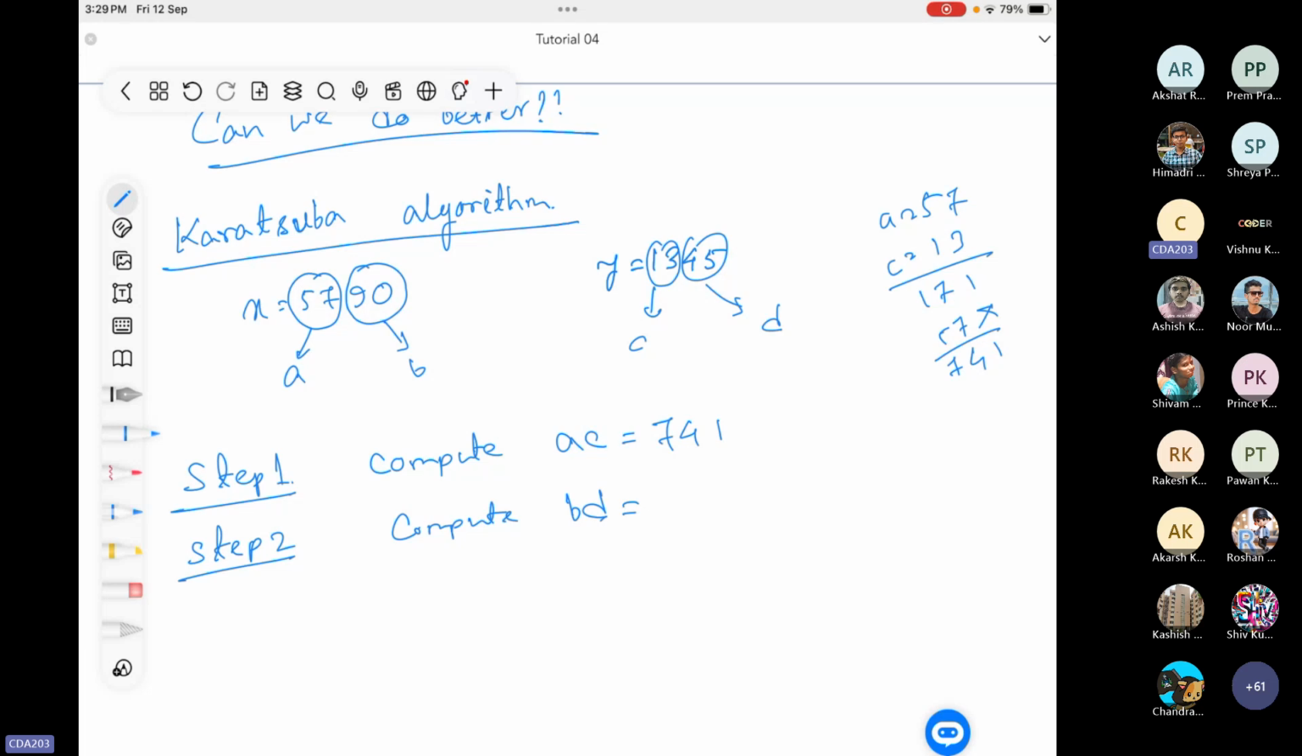Then we compute BD: B equal to 90, D equal to 45.